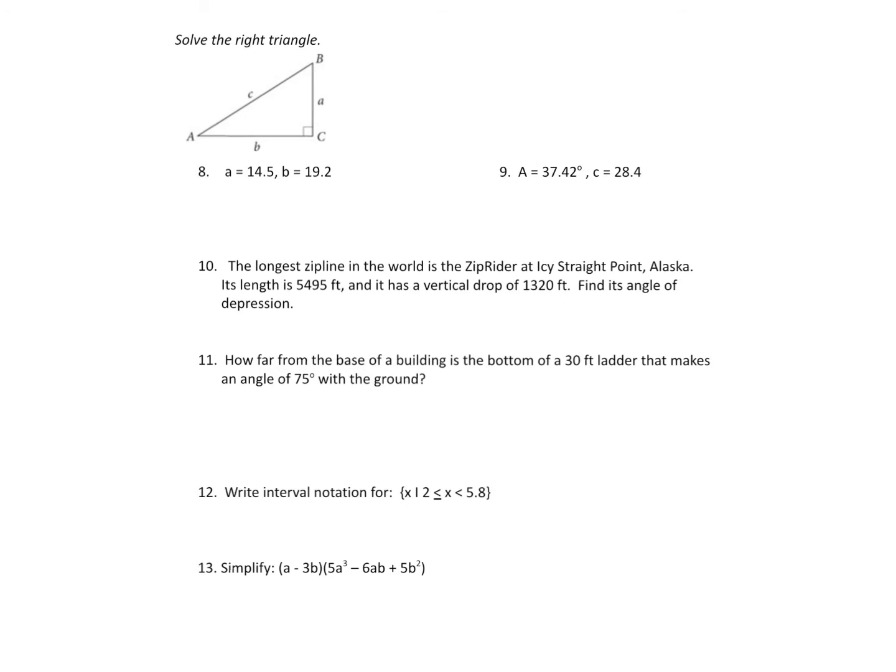Okay, angle A this time is 37.42. So what that gives me already is I can find angle B. So I'm going to do 180 minus 90 minus 37.42.